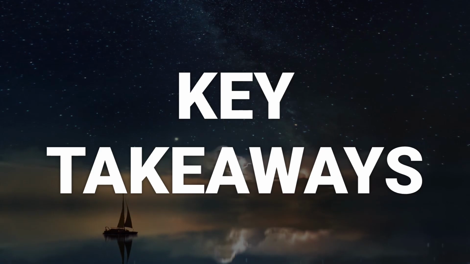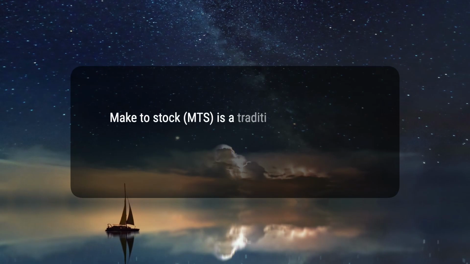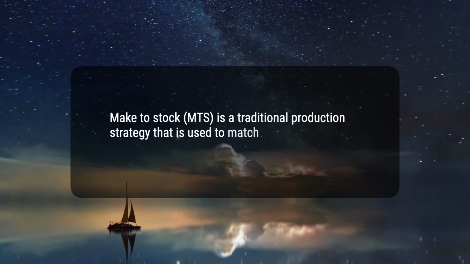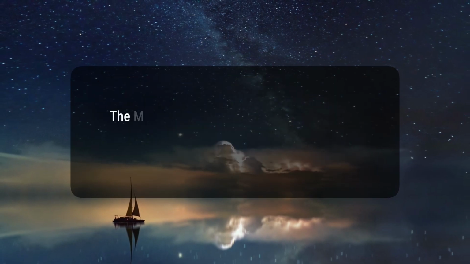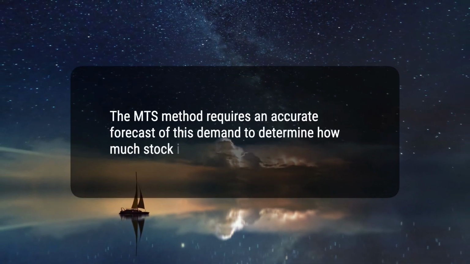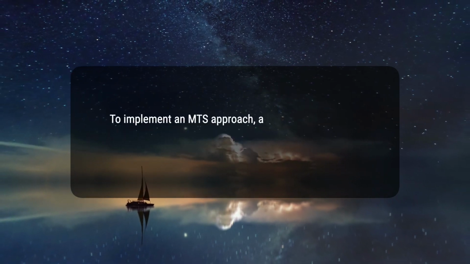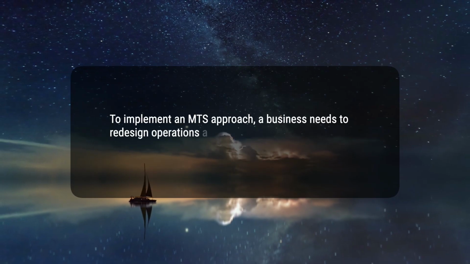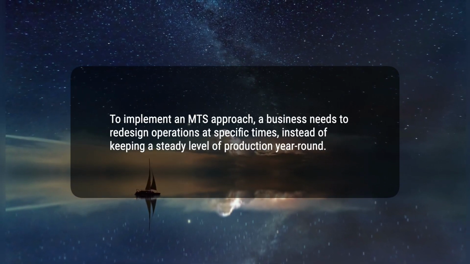Here are 4 key takeaways. 1. Make-to-stock, MTS, is a traditional production strategy that is used to match inventory with anticipated consumer demand. 2. The MTS method requires an accurate forecast of this demand to determine how much stock it produces. 3. To implement an MTS approach, a business needs to redesign operations at specific times, instead of keeping a steady level of production year-round.